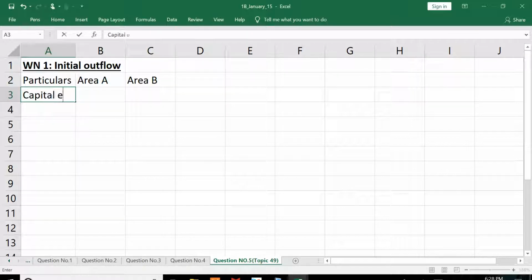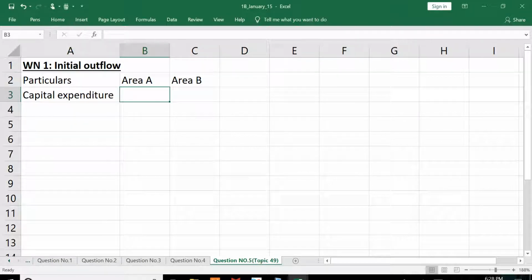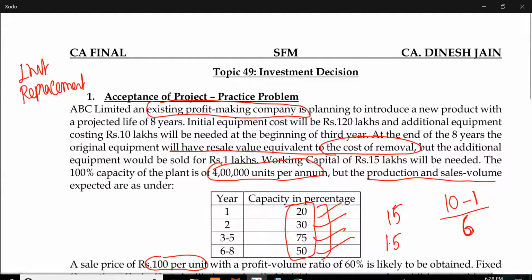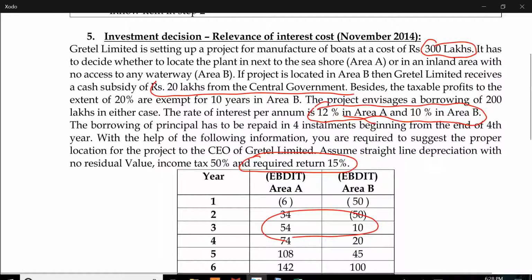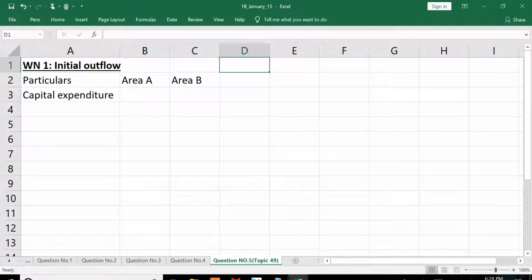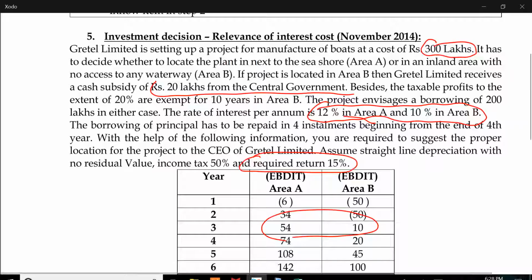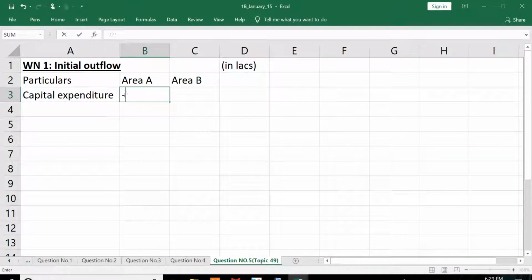Capital expenditure. We'll do the problem in lakhs; in the right hand corner write in lakhs. What's the capital expenditure for area A? 300. Area B is also 300. Capital expenditure is 300.